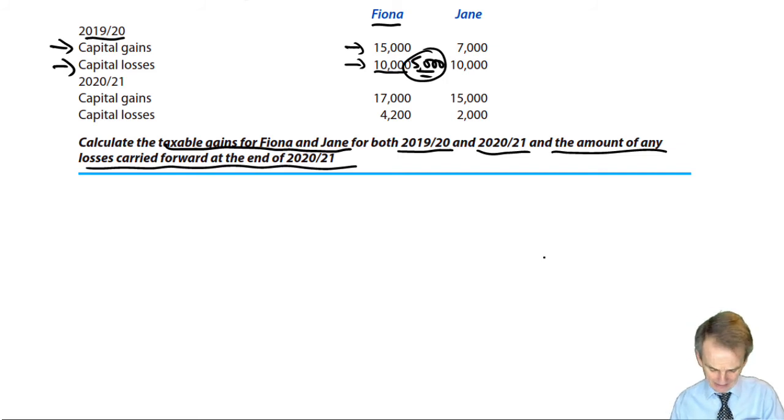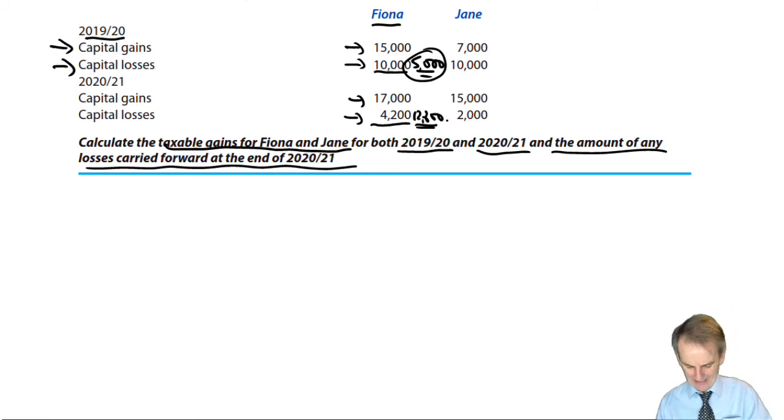Things are looking better here. We've got capital gains of 17,000, Fiona, and then we've got £4,200 worth of losses. So if we take one from the other there, well, 4 from 17 would be 13, another 200 come away is £12,800 of net gains. 12,800 net gains for the year.